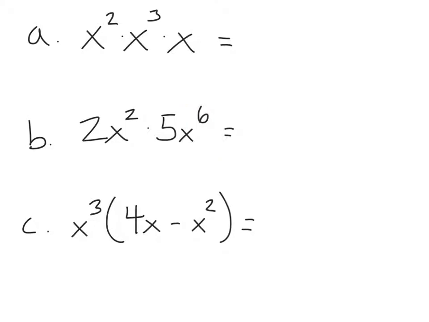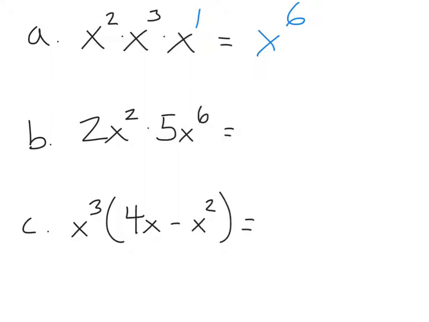Here we're going to use our product rule. It says when you multiply the same bases, like an x and x, you add up all the exponents. One important thing is not all exponents are drawn. Everything has an exponent, but if you don't see one, it is automatically 1. So what we're going to do here is take our x and add up all the powers. 2 plus 3 plus 1 gives us 6. So this whole thing becomes x to the 6th power.